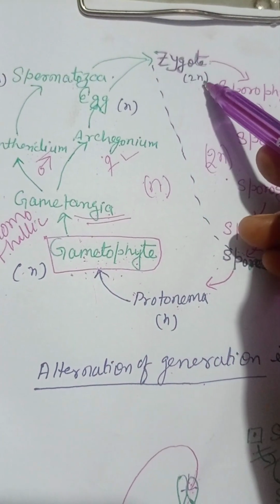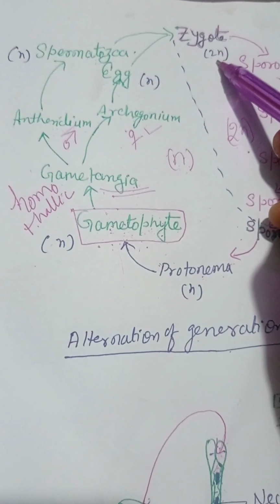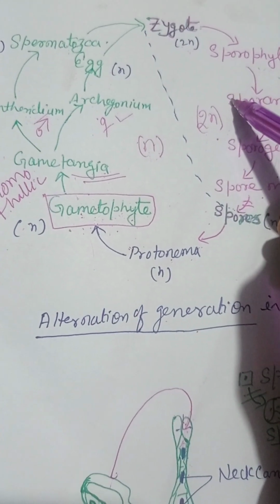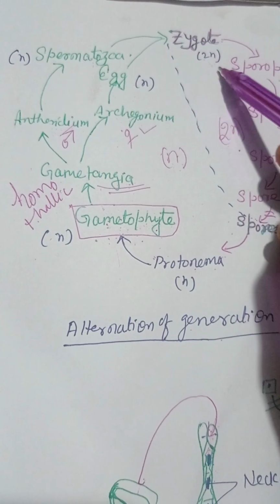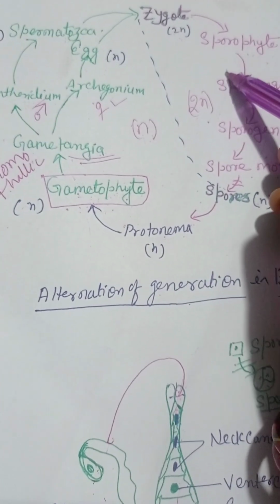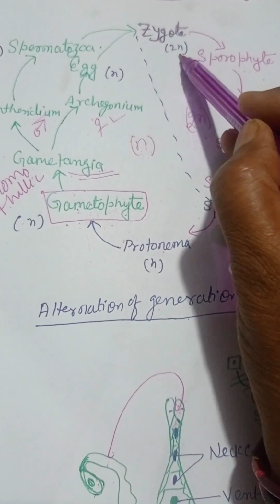Here also you see that as soon as the zygote is formed, as in the lower algae, it directly undergoes reduction division, and the whole diploid cell is used to produce the meiospores. But here the meiosis is delayed, that is, this is the diploid phase.